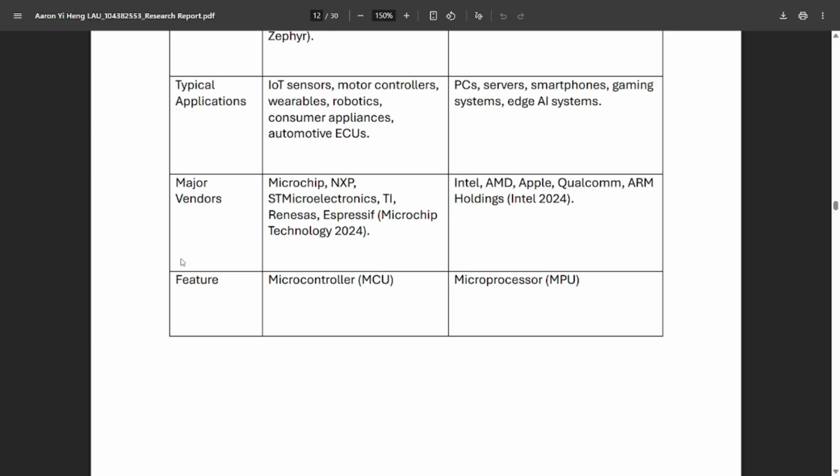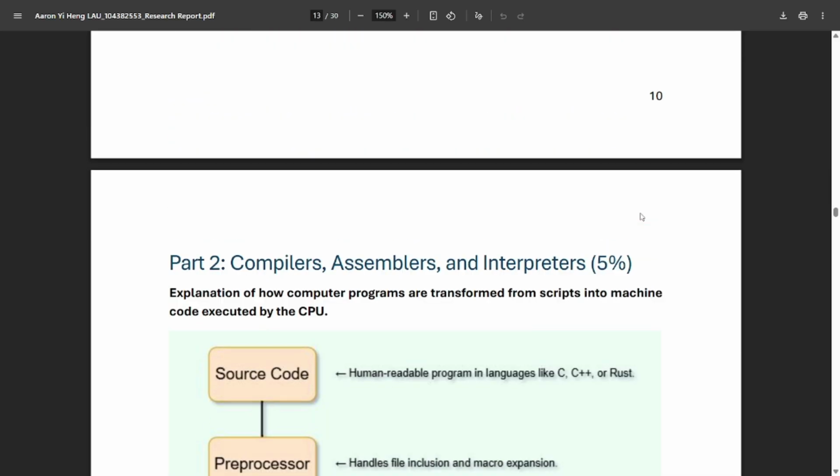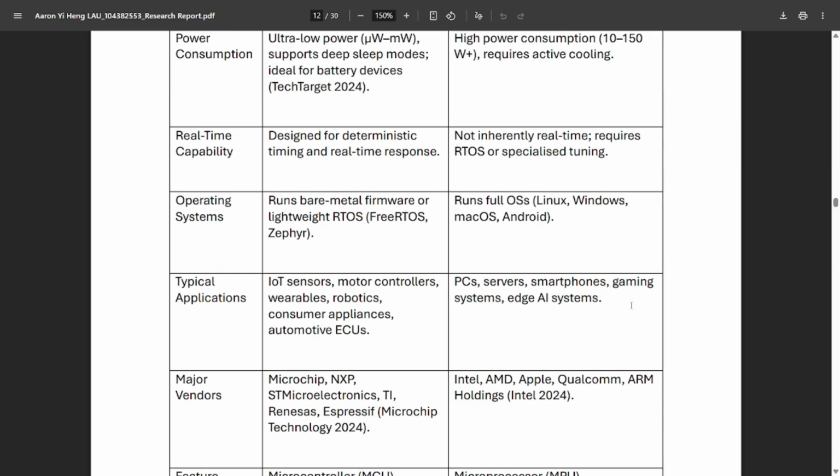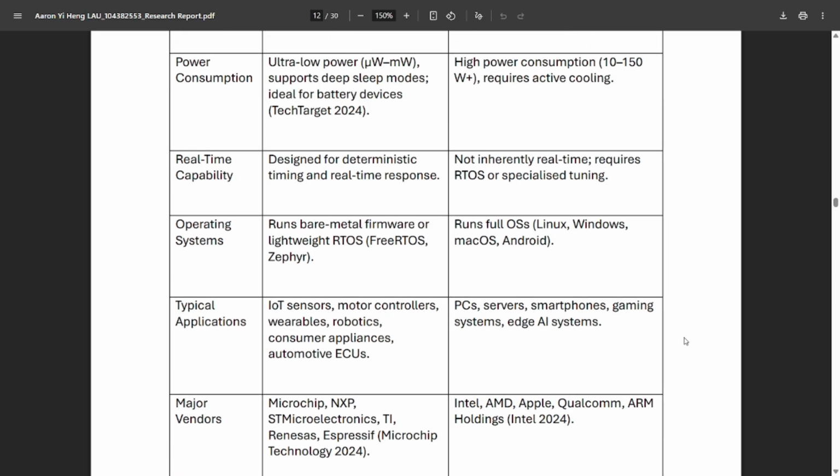And last is the major vendors. Common MCU vendors include Microchip, NXP, STM, TI, and Espressif. MPU vendors include Intel, AMD, Apple, Qualcomm, and ARM. So, in summary, MCUs are optimized for control, low power consumption, and real-time applications, while MPUs are optimized for computing power, multitasking, and running advanced operating systems.